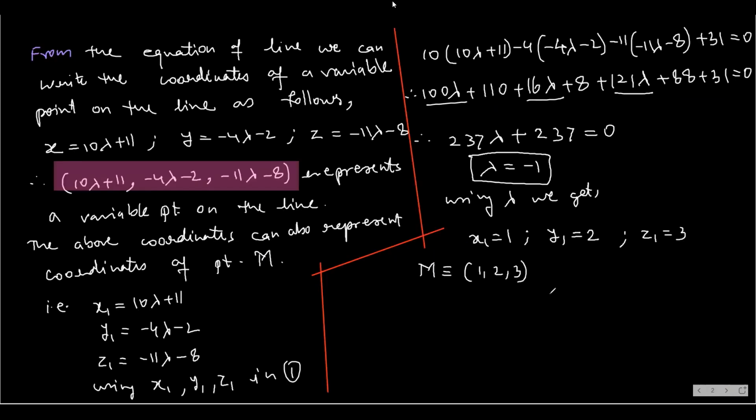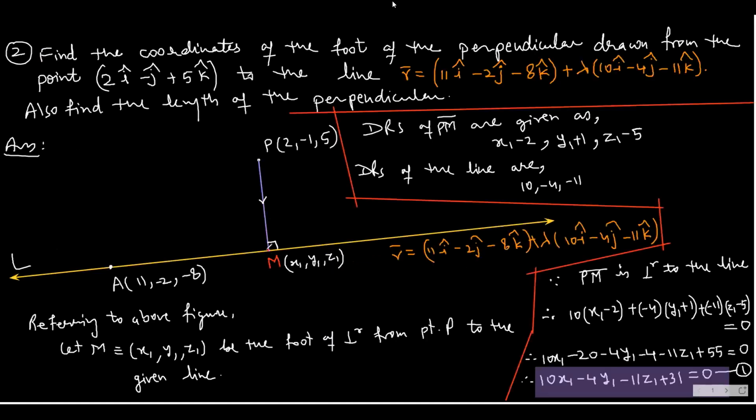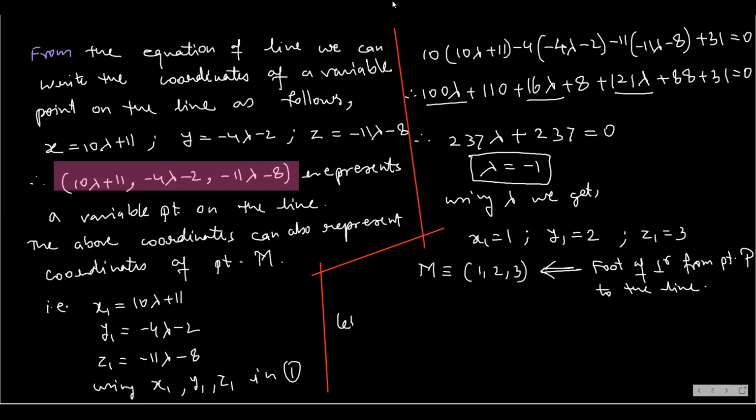You got the foot of perpendicular. This is the foot of perpendicular from point P to the line. Okay, now what? I want the length of perpendicular. So here I write length of perpendicular equals to PM equals to the formula.